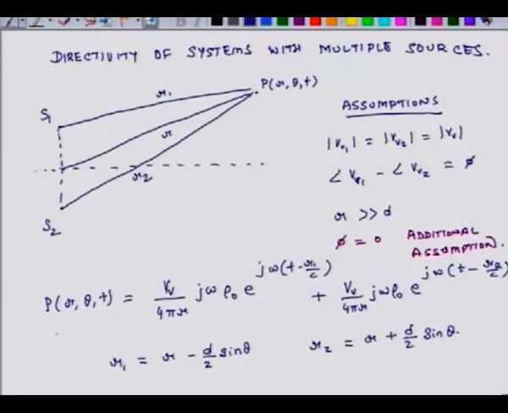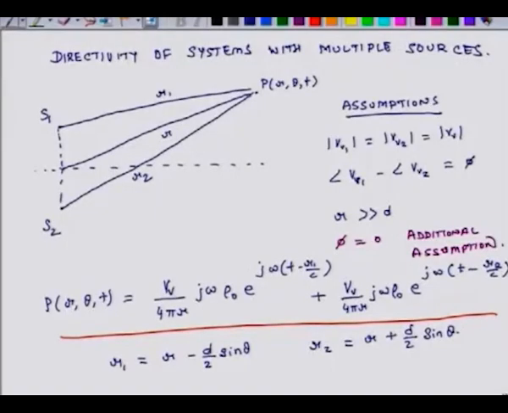So, with that understanding, our relation for P of R, theta, t equals V v over 4 pi r. So, before we do this further, we see that in this relation there is no term involving phi, because we have assumed that phi equals 0. So, this is one difference between the relation which we developed earlier and this particular relation.